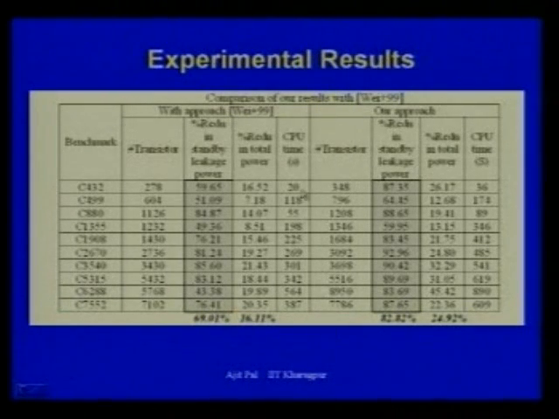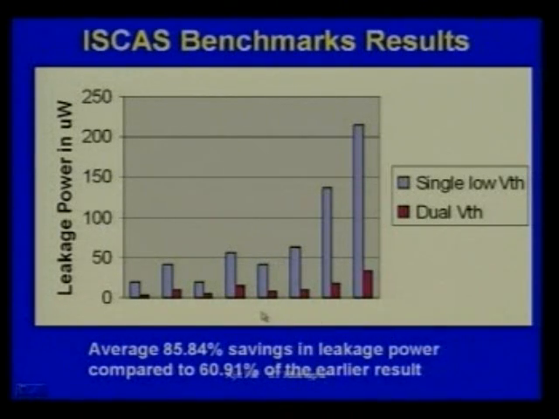And how this is achieved: you can see that in the previous case the number of transistors which are assigned high VT is lesser than the number of transistors which are assigned high VT in this particular approach. As a result, you can get more reduction in leakage power compared to the previous approach. The same things are shown here with the help of a bar graph. Here you can see by using single low VT, this is the leakage power. Whenever you use dual VT, this is the leakage power reduction. So significant reduction in leakage power takes place whenever you go for the dual VT approach.